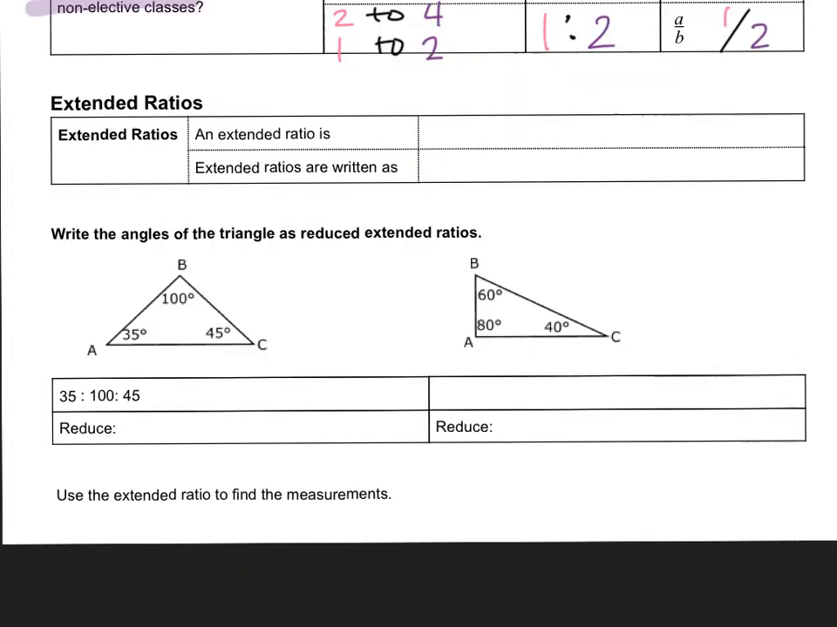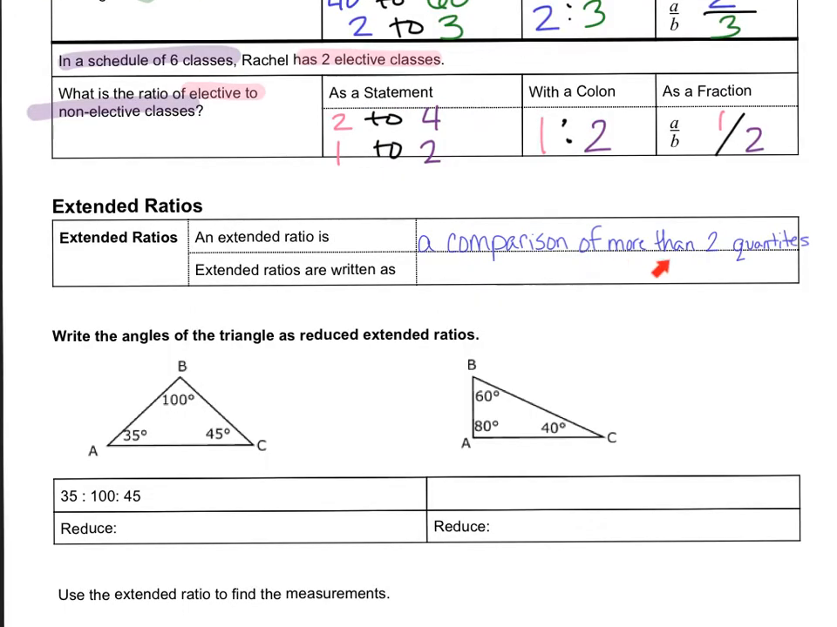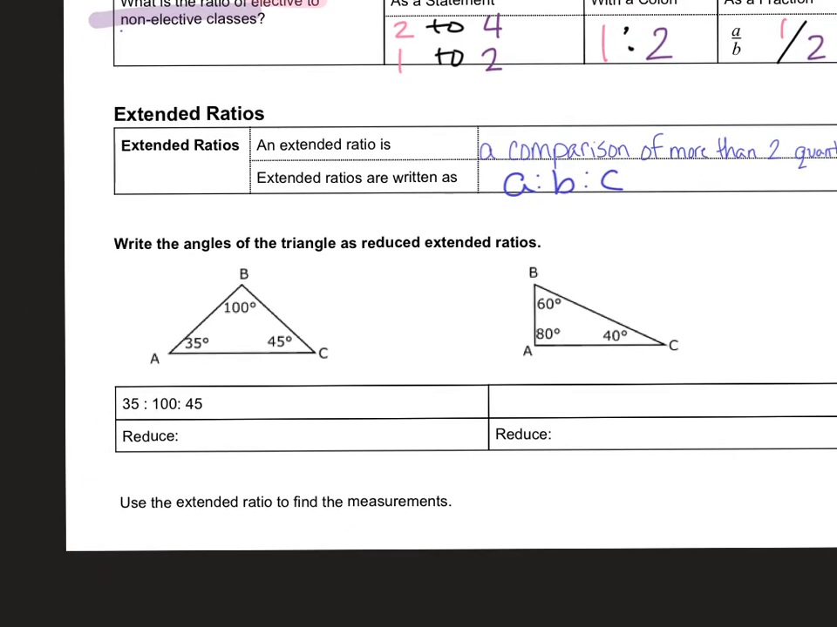Good job. So now we're going to talk about extended ratios. An extended ratio is a comparison of more than 2 quantities. We're going to write these extended ratios with the colon, so we're going to have A to B to C. And we're going to use these, of course, with our triangles, right? Can't forget about our triangles. We love our triangles. Okay?